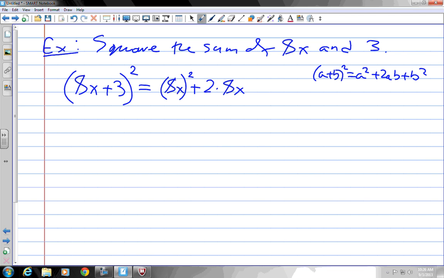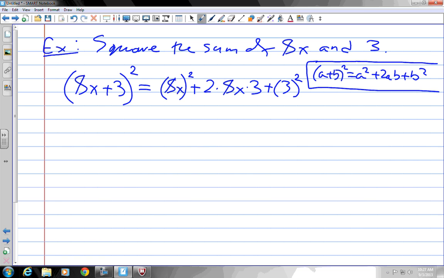But it's 2ab. What is b? 3. So 2 times 8x times 3, and then plus whatever b is. So that's just the initial setup. I just put the proper quantities for A's and B's. And this is really the hardest part, to put it all together. The rest is easy, you just compute it.